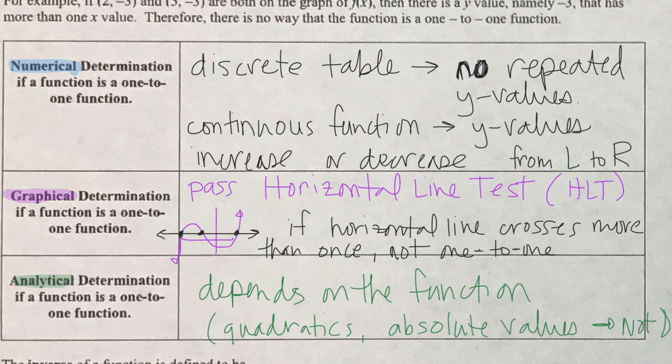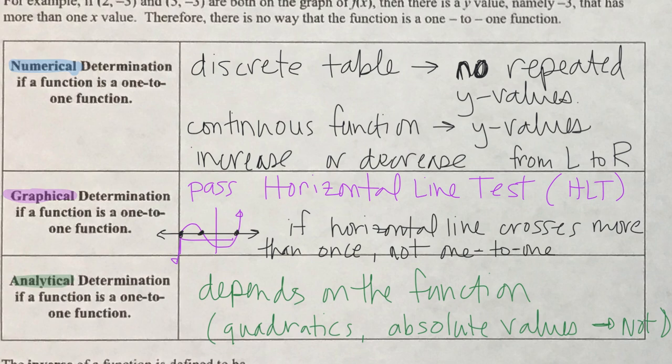So here are all of your determinations. Okay, so pause the video and write them all down. Discrete, we can have no repeated y values. For a graph, we're looking at the horizontal line test. If it crosses your graph more than once, then your graph is not one-to-one. It can only cross it once. It can still be a function, it just wouldn't be a one-to-one function, because here you have multiple y values from different x values. And then analytically, like an equation, it really depends on the equation, unfortunately.